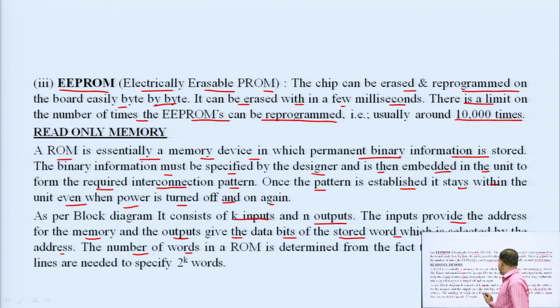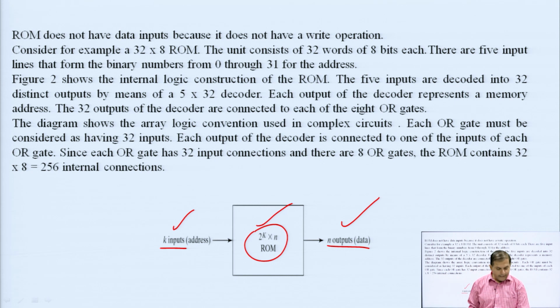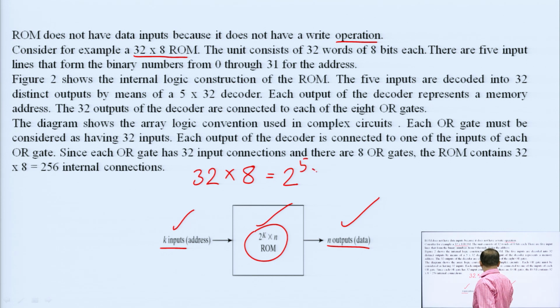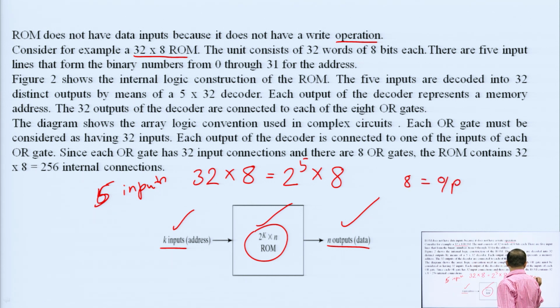The number of words in a ROM is determined from the fact that k address input lines are needed to specify 2 to the power k words. You can see from this diagram that a ROM does not have data inputs because it does not have a write operation. Suppose we consider an example of a 32 cross 8 ROM. We can write this as 2 to the power 5 cross 8, meaning 5 inputs and 8 outputs.